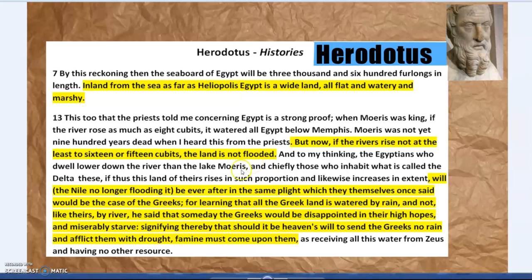And the Egyptians were shocked to find out that the Greeks relied on rain, not the flood, to survive. He said that someday the Greeks would be disappointed in their high hopes and miserably starve, signifying thereby that it should be in heaven's will to send the Greeks no rain and afflict them with drought. Famine must come upon them because they do not rely on the flood cycle.